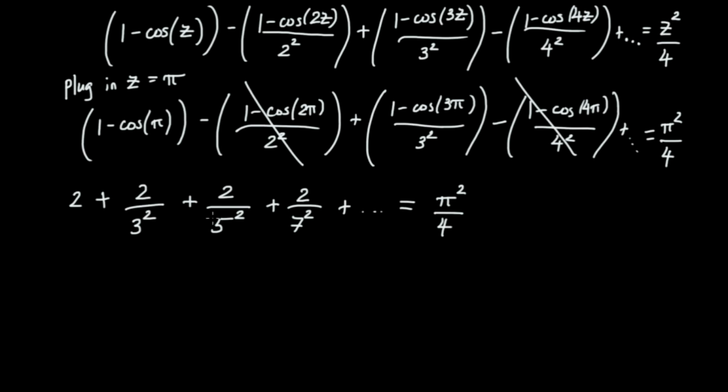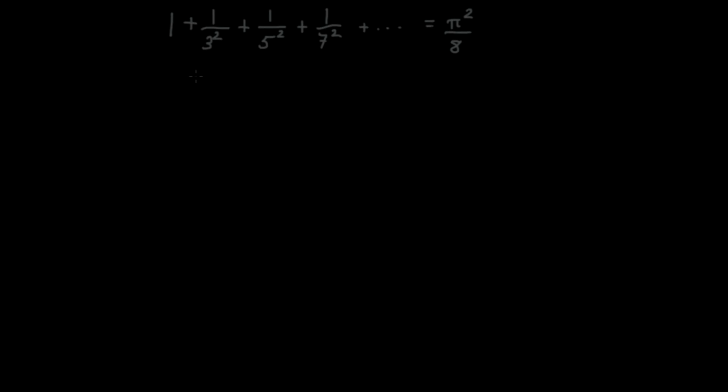Now, if I divide both sides by 2, I can get rid of these 2's here. So I have 1 plus 1 over 3 squared plus 1 over 5 squared plus 1 over 7 squared, and so on, is equal to pi squared over 8. And now I've just moved that new result that we just obtained to the top.